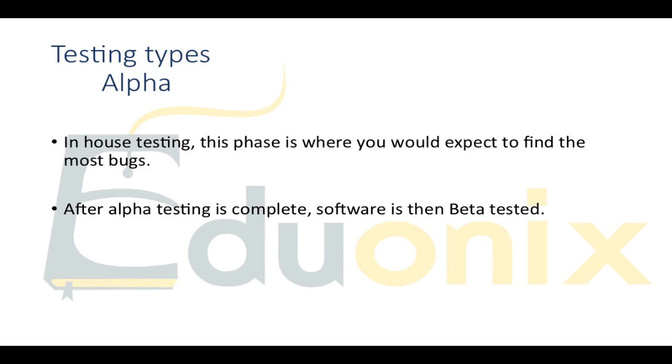Now we come on to alpha testing. It's simulated or actual operational testing by potential users or customers, or sometimes even a testing team, or even an independent test team. It's often performed for off-the-shelf software as a form of almost internal acceptance testing before the software goes into beta testing, which is the next phase.